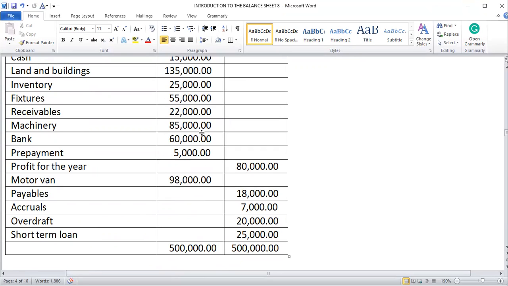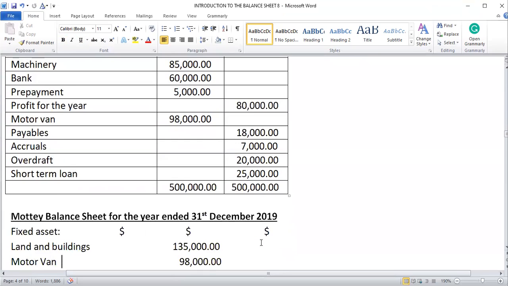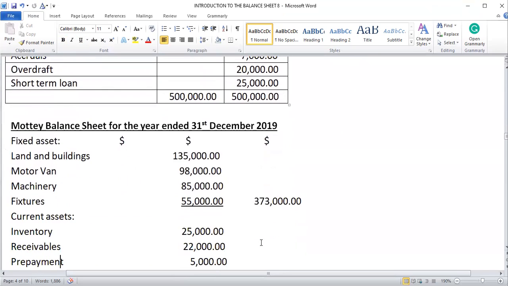All with the trial balance should balance. So when you add all the debits, it's $500,000. And when you add up all the credits, it's $500,000. So we have a format. So we just insert the figures in the format. So there's the Multi balance sheet for the year ended 31st December 2019. Land and buildings, $135,000.